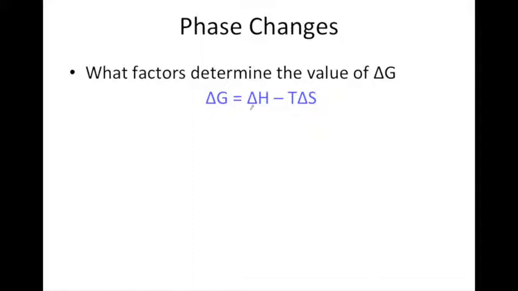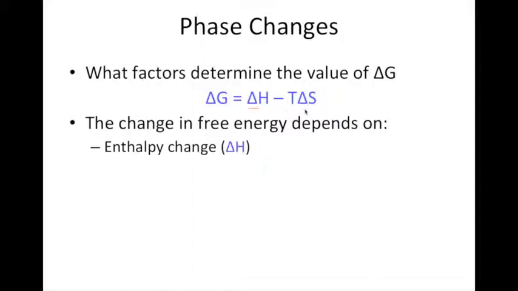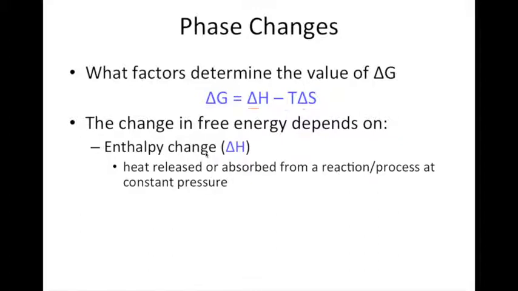The factors that affect delta G are delta H, T, and delta S. Our delta H value is the change in enthalpy. Remember that the change in enthalpy is basically the heat that's released or absorbed from a reaction or a physical process at constant pressure. So every process, or almost every process, will release heat or absorb heat when it's undergoing a chemical reaction or some physical process, such as a phase change.